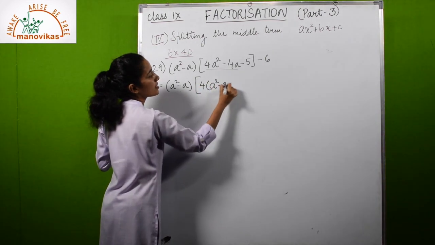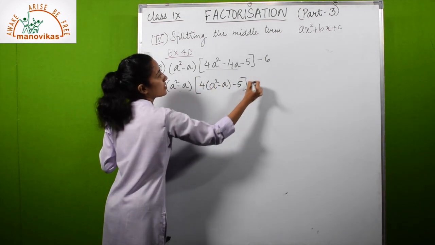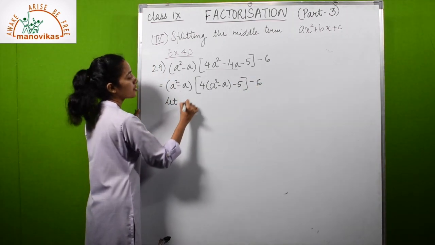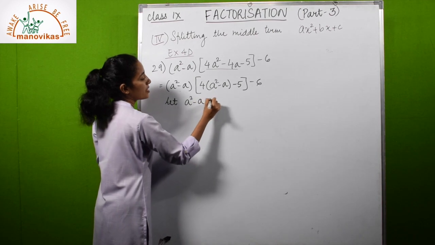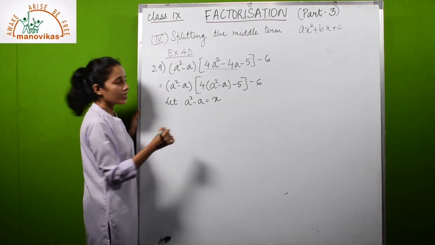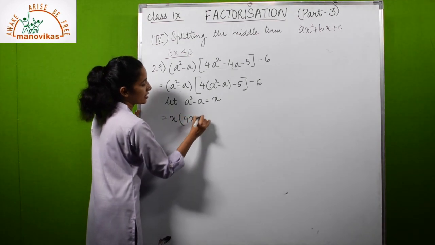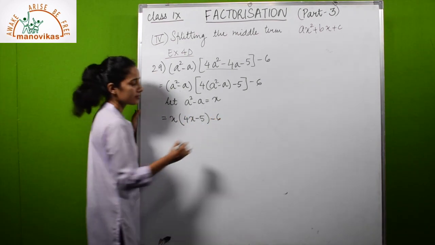I have a square minus a, minus 5, minus 6. So now here, make a substitution. Let a square minus a be equal to x. So this will be x into 4x minus 5, minus 6.